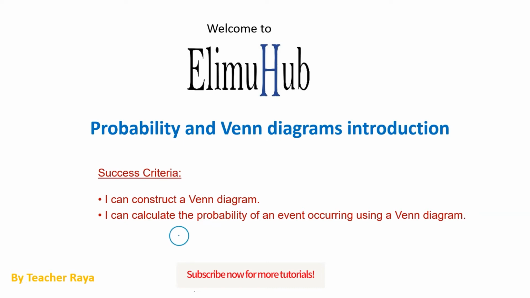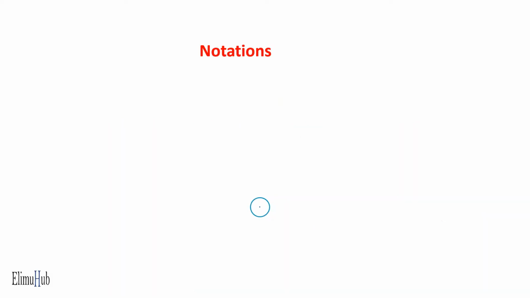Hi, welcome to ElimuHub. This is an introduction to Venn diagrams, and the objective is to be able to construct a Venn diagram, and we need to be able to calculate probabilities from events occurring using Venn diagrams. So the first thing you need to know is notation when we do Venn diagrams.